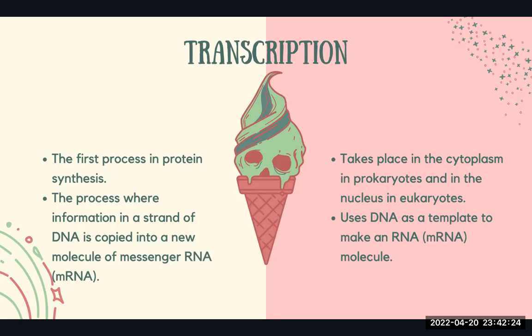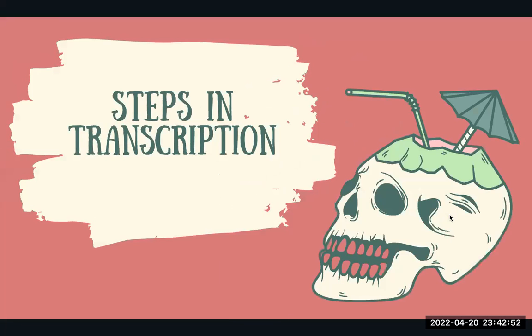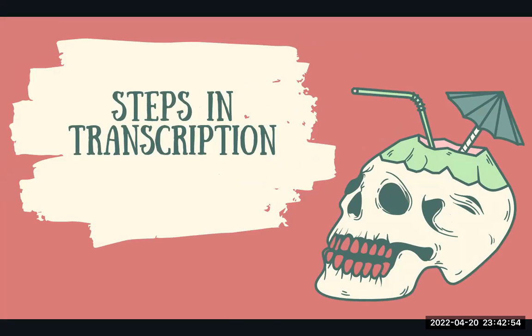Transcription uses DNA as a template to make RNA, which is the molecule. During transcription, a strand of mRNA is copied and made that is complementary to a strand of DNA. Eventually, portions of transcribed mRNA will be made into functional proteins. Transcription takes place in 3 steps. Rajveer will be explaining initiation.